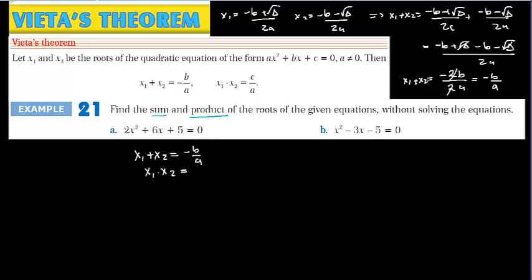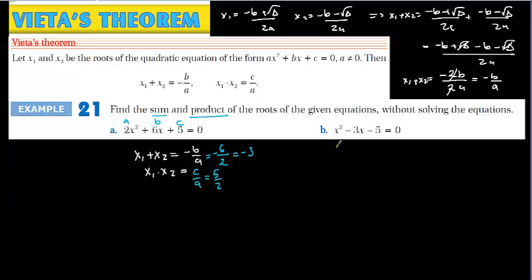Here in the equation we need to define a, b, c. You remember, this is a, this is b, and this is c. So b is equal to 6, and minus b is minus 6 over 2, which is equal to minus 3. And x1 times x2 is equal to c over a, which is 5 over 2, and we cannot simplify the numbers. So x1 plus x2 is equal to minus 3, which is the sum. x1 times x2, which is the product of the roots, is equal to 5 over 2.